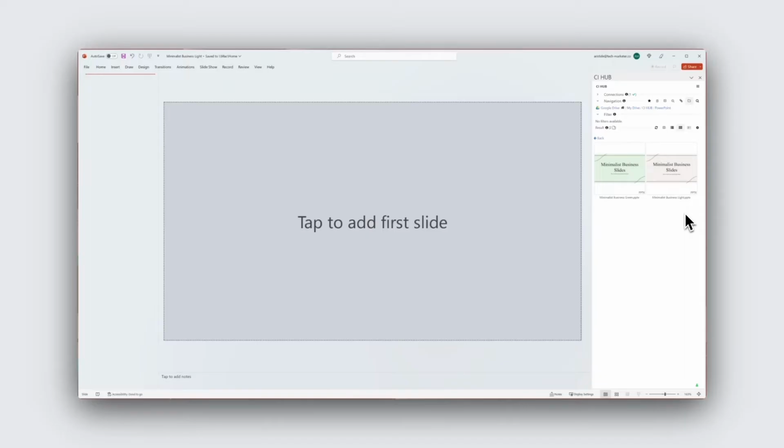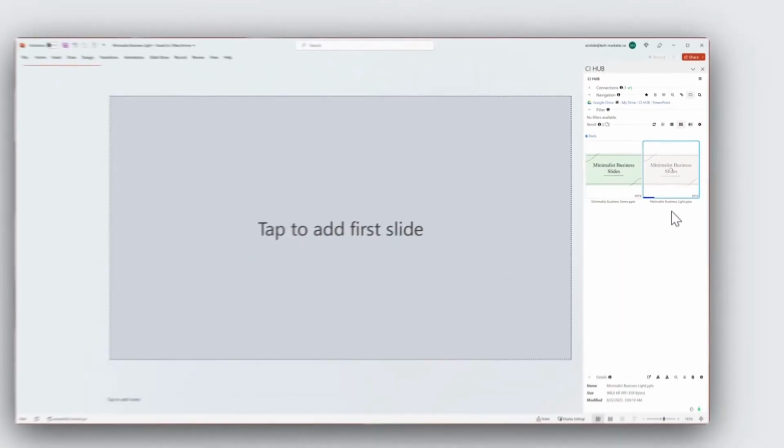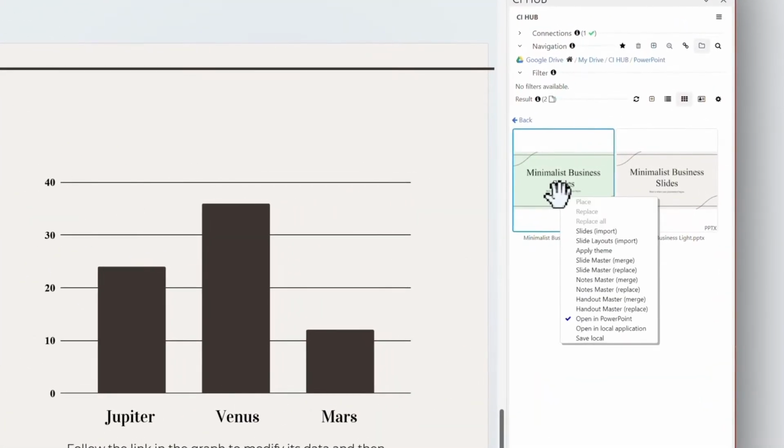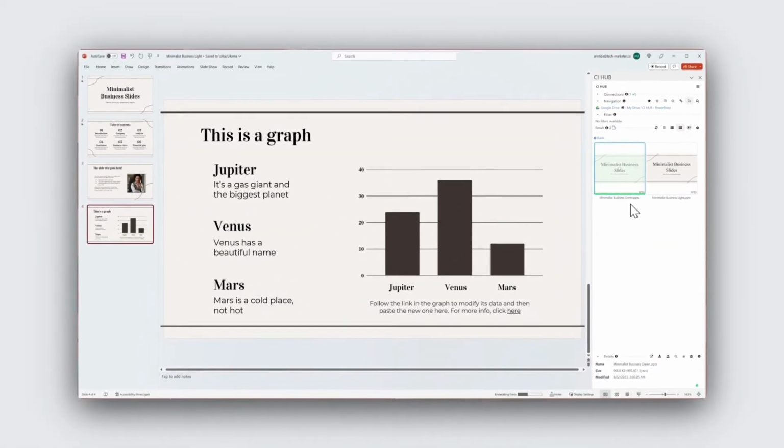First things first, let me open the PowerPoint presentation. Of course, I can do that directly from the CI Hub connector by importing all slides. And changing the entire theme was never so easy. Simply select another PowerPoint and click Apply Theme. Watch as my entire presentation comes alive with new colors.